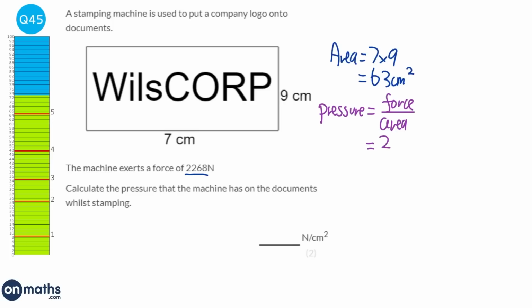Force is given to us as 2268. The area we've calculated is 63. Divide the two and you get 36. So it's going to be 36 newtons per centimetre squared.